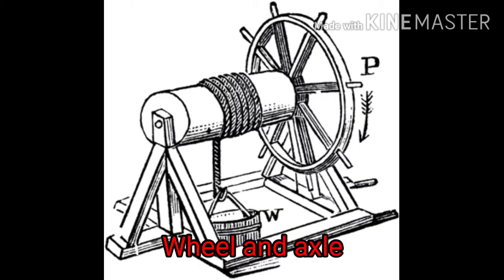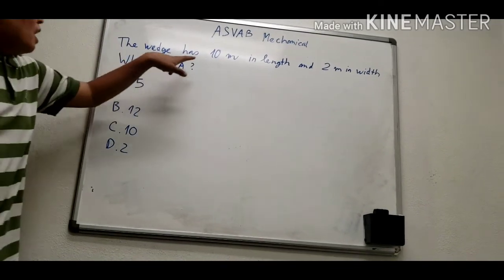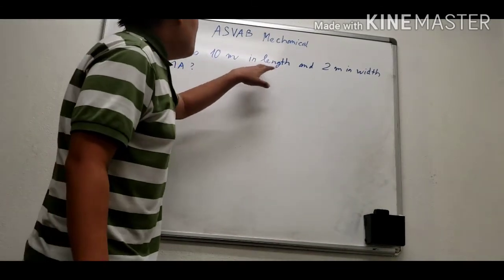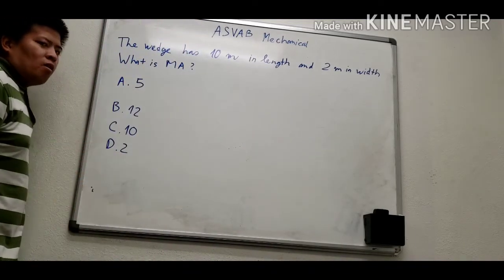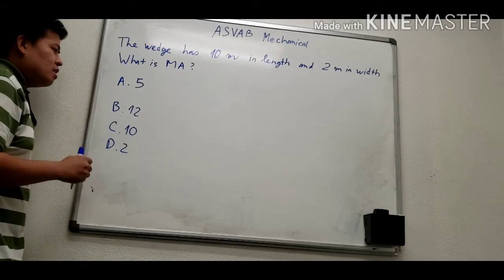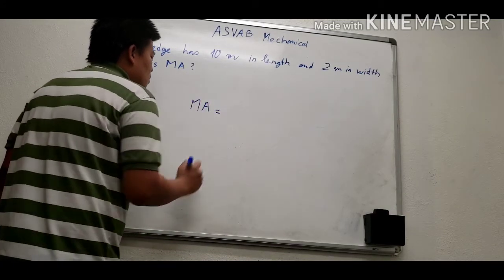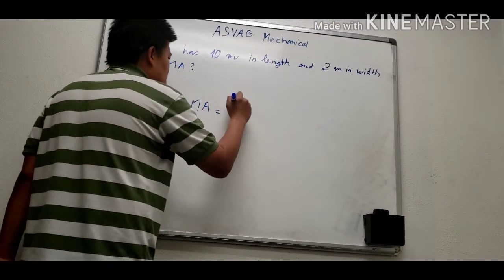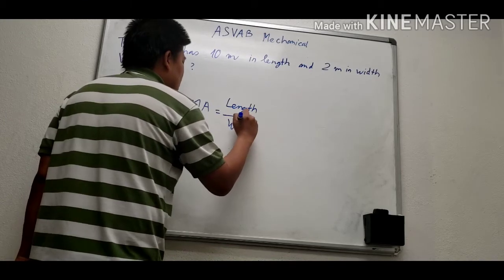This one is the wheel and axle. They use it for the wheel. Moreover, this one can be used for the doorknob too. They will ask: the wedge has 10 meters in length and 2 meters in width. What's the mechanical advantage? We have A, B, C, D. Here we have MA equal to the length divided by width.